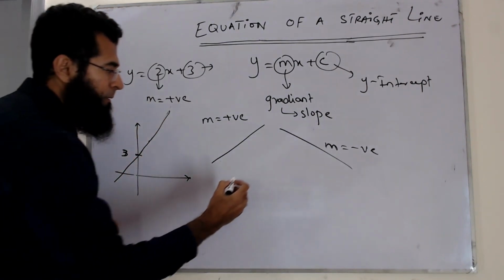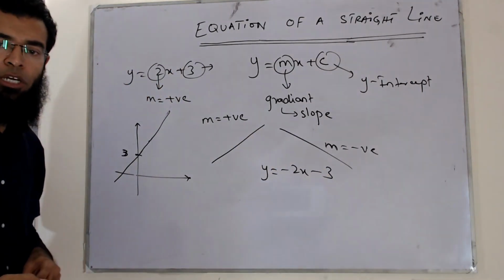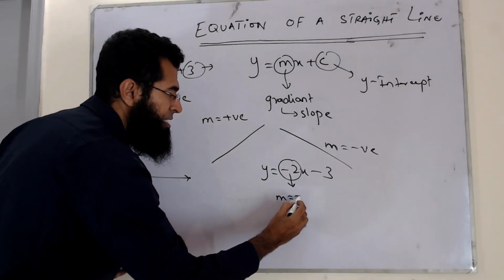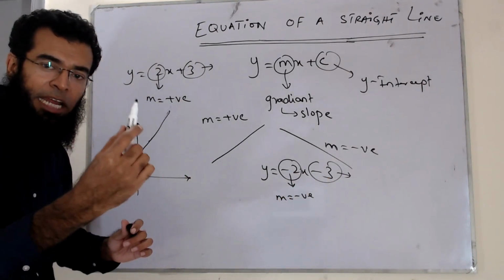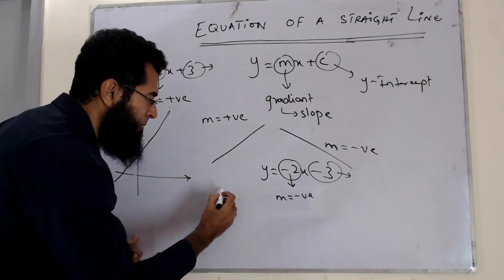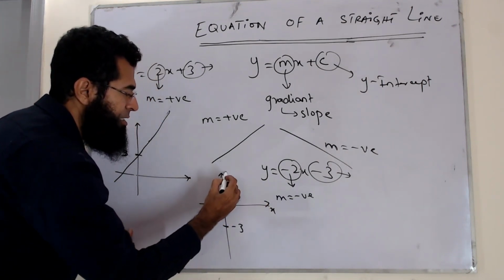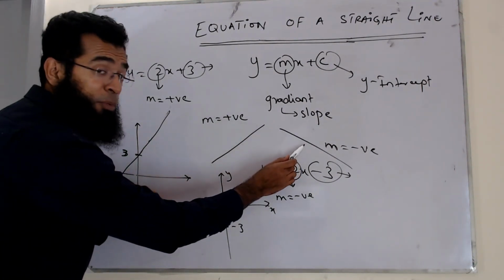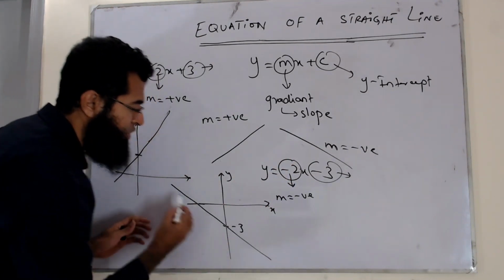Let's take another example: y equals minus 2x minus 3. The gradient of the line is negative, and the y-intercept is also negative. That means the line intercepts the y-axis below the x-axis. If you want to draw the sketch, this is minus 3, this is your x-axis and this is your y-axis, right? The gradient is negative, so the line would be sloping downwards as you move towards the right. So this would be the shape of this line.